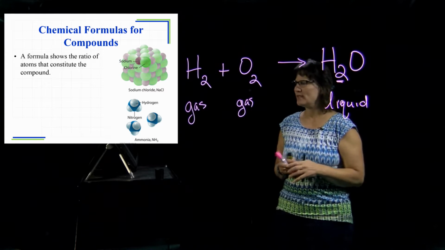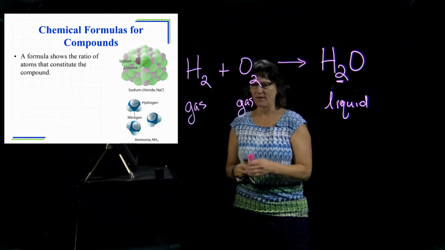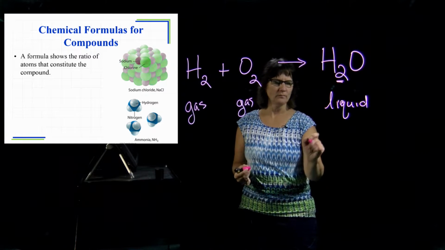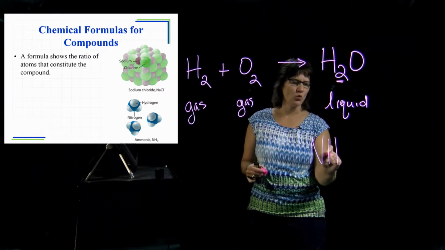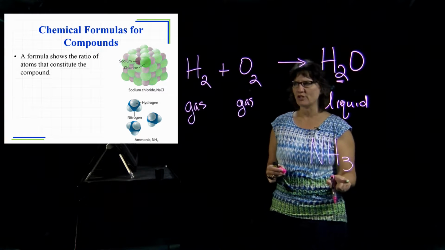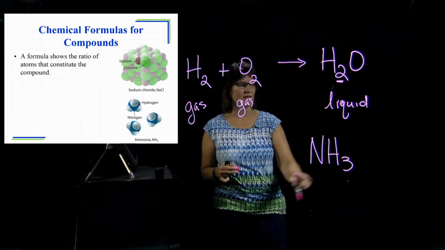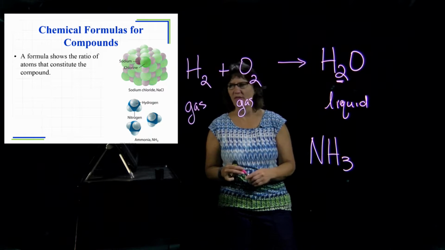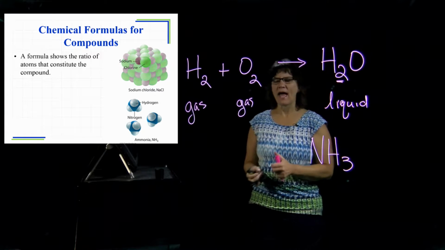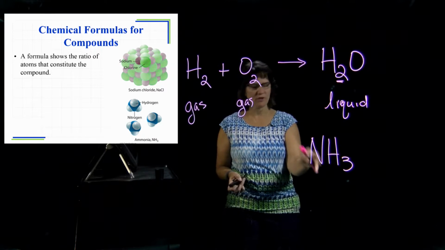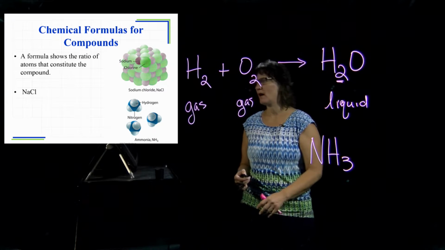On the screen, we see ammonia being represented, and I'll write that on the light board here. Ammonia, which has 1 nitrogen and 3 hydrogens. We see that fixed ratio taking place in here when we write that formula. So it has to show all the elements and their fixed ratios that make up that compound.